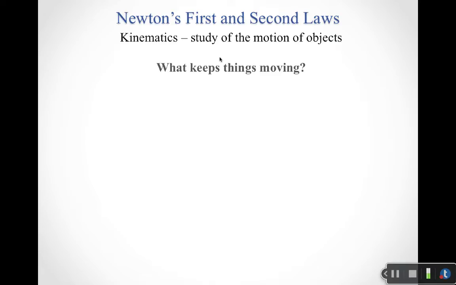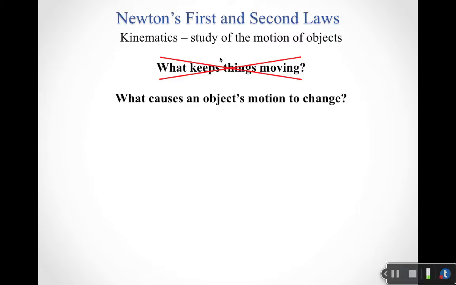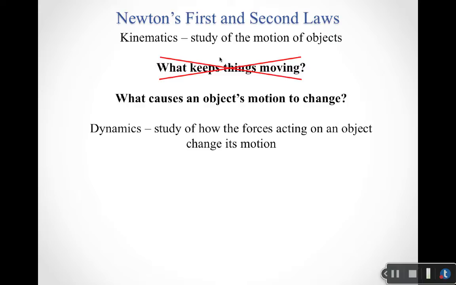So we tend to think of them in terms of this question: what keeps things moving? And the idea is that Newton's first and second laws are going to explain to us that this is actually the wrong question. Instead of asking what keeps things moving, the way we want to think about forces is what causes an object's motion to change. What Newton recognized is that objects will continue to do what they're doing until some force acts on them to change that motion.